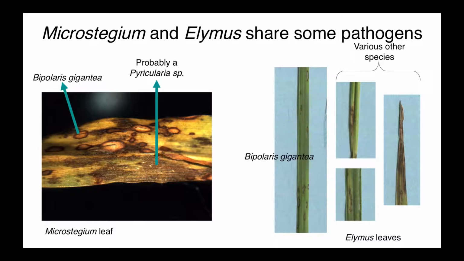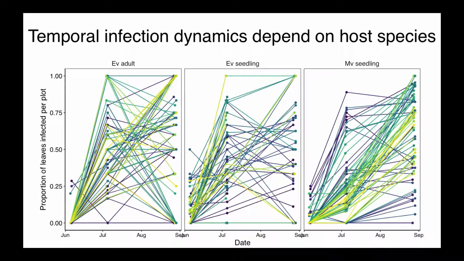So what they've found so far in terms of which pathogens are present, the Gigantea species that they had found in that other study is present on most of the Microstegium and a lot of the Elymus. There's other fungal species that haven't been identified yet on the Elymus. And then the Bipolaris is frequently found also with what's probably a Pericularia species. So there's co-infection on our Microstegium.